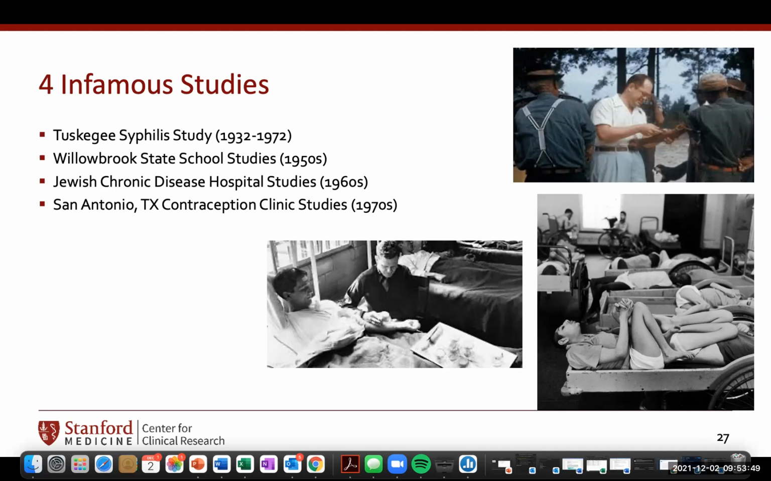Hey, Kiera. Hey, Chris. Is the Willowbrook State School Study, is that the twins? No. Any other help with that one? We'll talk more about it, obviously.